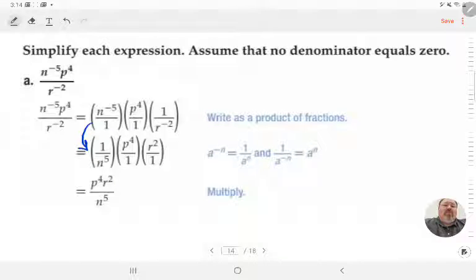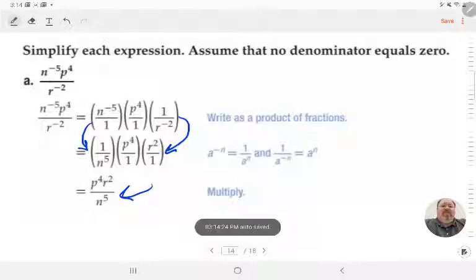P to the fourth power over 1 is already positive, so you leave it the same. And then 1 over r to the negative second power, you do the reciprocal, and you would have r to the positive second power over 1. Then just multiply across. 1 times p to the fourth times r to the second, and then n to the fifth times 1, and you get this right here. Okay? Now, I have only one of each base. All the exponents are positive, and no fraction needs to be simplified. So this is in simplest form.